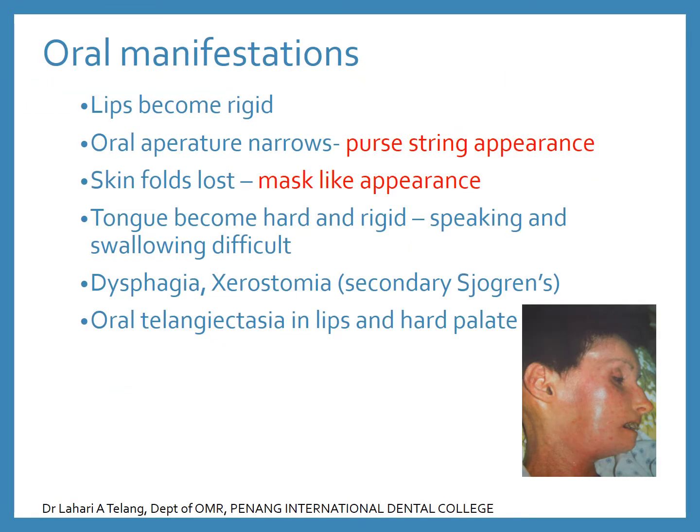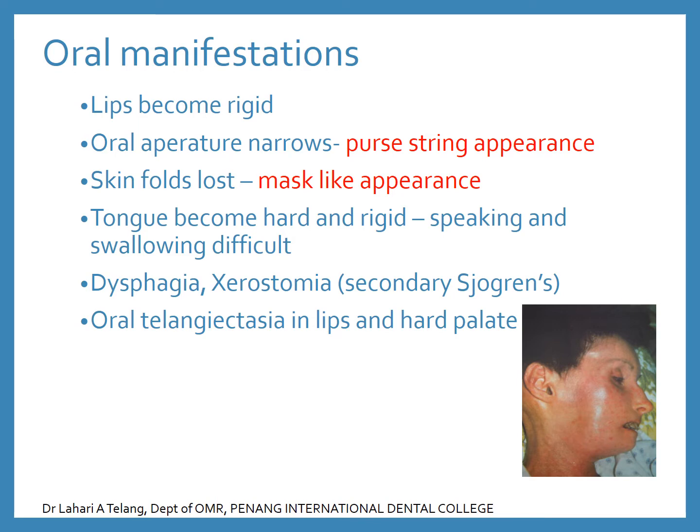So, looking at the progressive systemic sclerosis and the more localized version, the oral manifestations would be lips becoming rigid, oral aperture narrows, which is also called a purse string appearance. Skin folds are lost, giving the patient a mask like appearance. The tongue becomes hard and rigid, so that makes speaking and swallowing difficult. There could be dysphagia and xerostomia, which could be secondary to Sjogren's.